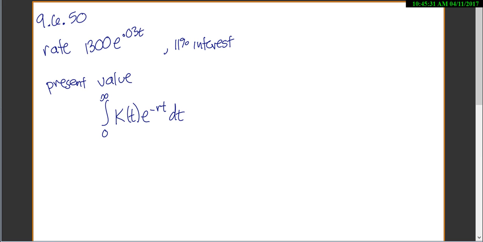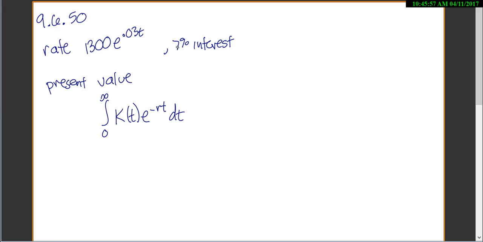This is 9.6.50, and they tell us that we have a large farm with an own reservoir of gas, and they sell the gas rights to a company for a guaranteed payment at a rate of 1300 e to the 0.03t dollars per year. I want to find the present value of this perpetual stream of income, assuming an interest rate of 7% compounded continuously. I wrote that wrong. Let's change that to 7%.